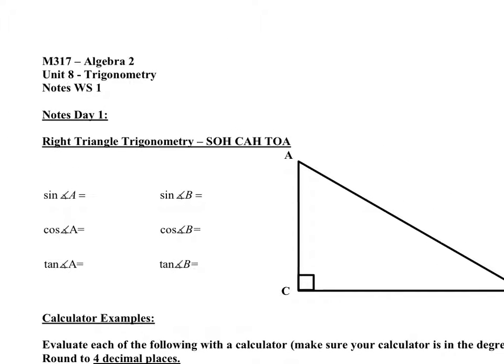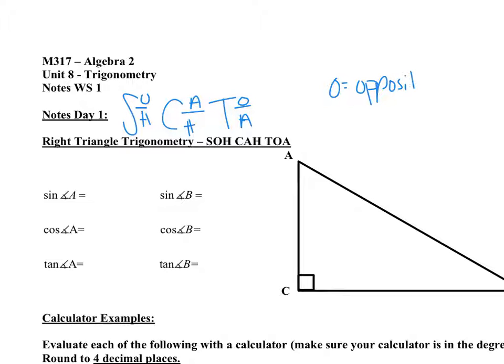We are going to be talking about right triangle trig today. I'm doing Soh Cah Toa, which hopefully we recognize. The way that I like to write Soh Cah Toa is the following, so that way we always remember the actual ratios. Remember that O stands for opposite, A stands for adjacent, and H stands for hypotenuse.